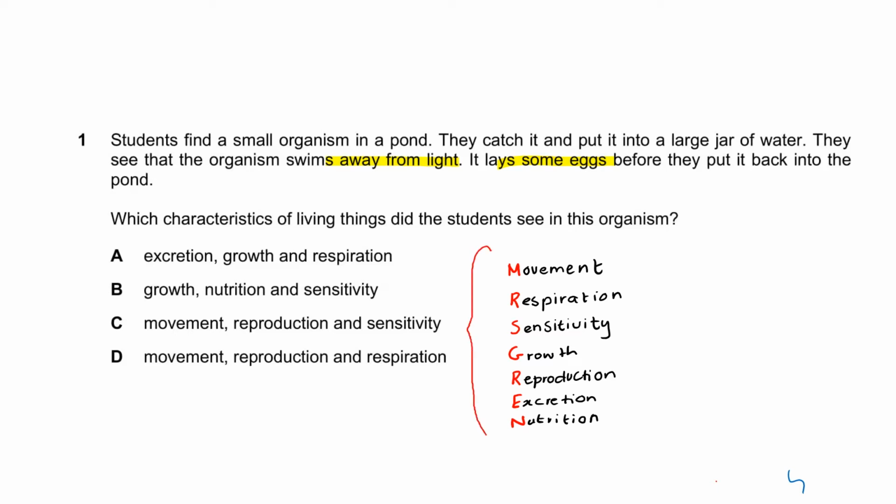So I went ahead and wrote down all of the characteristics of living things. An acronym for them is MRS GREN, as you can see in red. So let's go ahead and check what the organism already did.